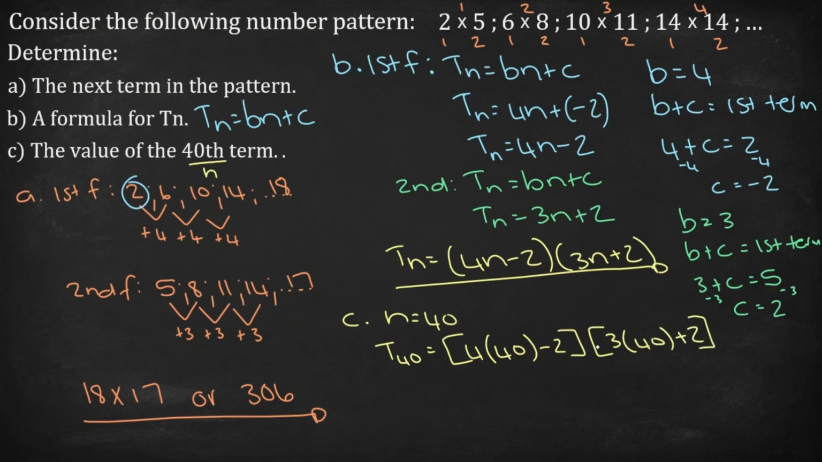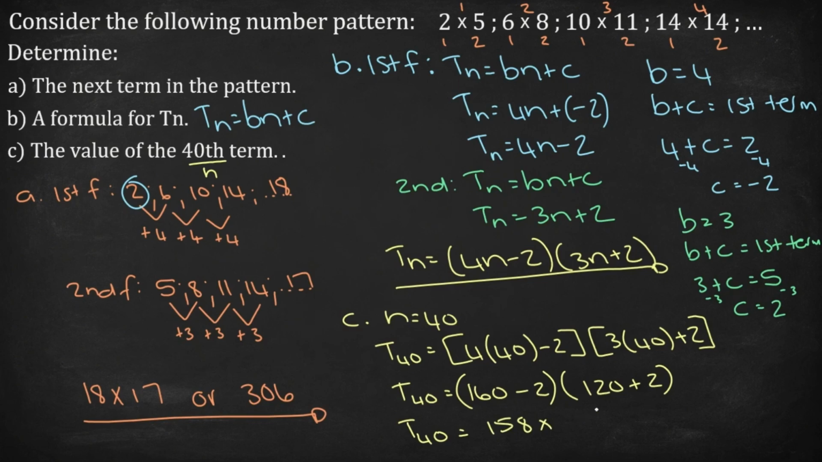Now we're going to get rid of all these brackets. 4 times 40 is 160, because 4 times 4 is 16, and we can just add a 0, minus 2, let's add a bracket, and here 3 times 40 is 120, 3 times 4 is 12, and let's just add another 0, plus 2. T40 equals, and 160 minus 2 is 158 multiplied by 122.